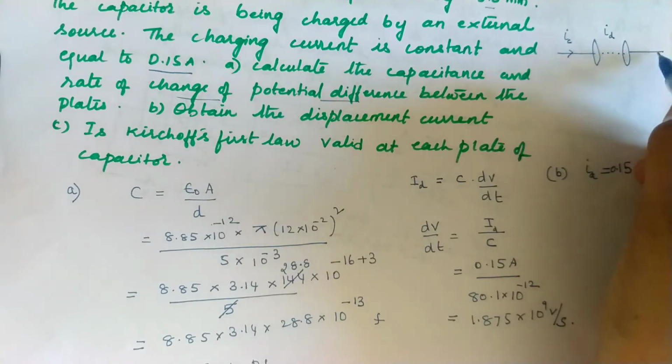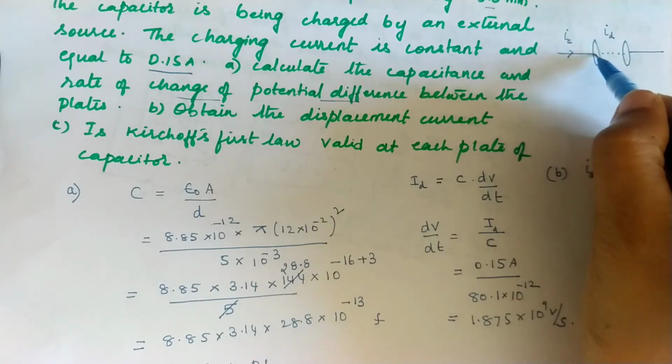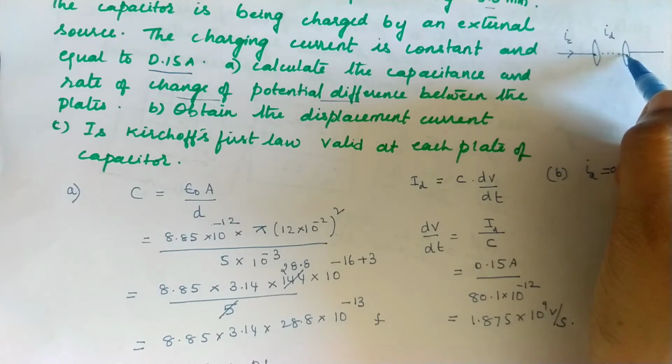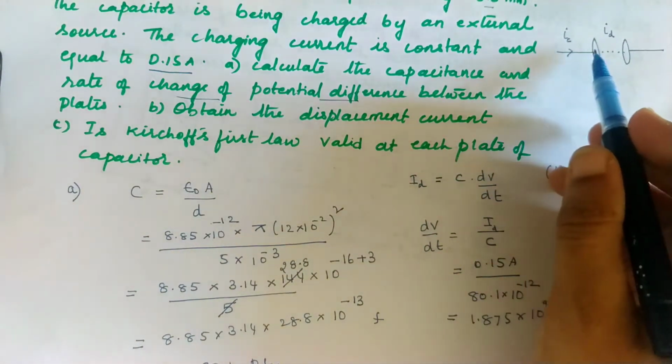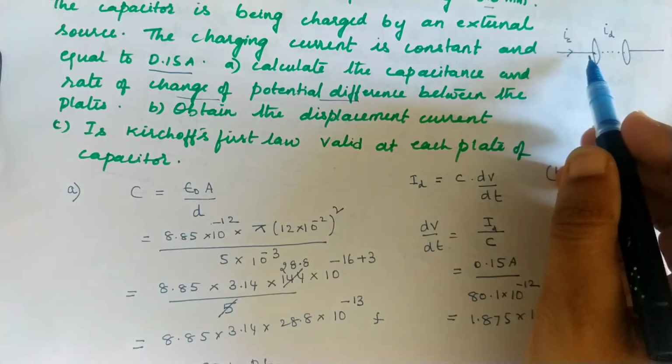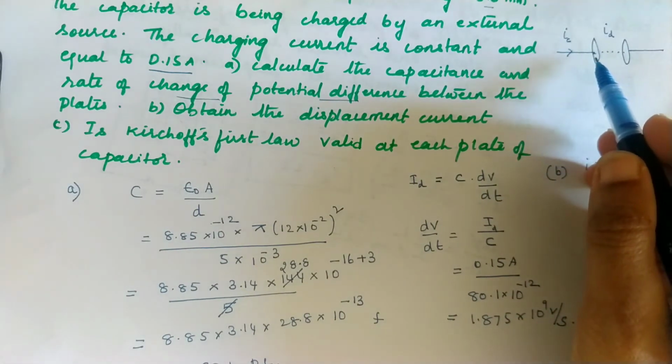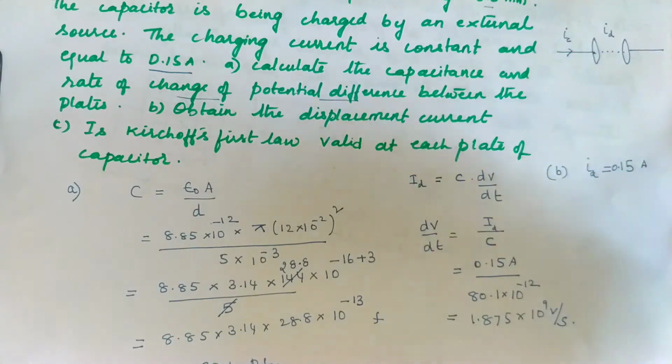So it is continuous. When conduction current is there, there is no displacement current. When there is displacement current, we don't have conduction current. So is Kirchhoff law valid? Yes, it is valid if current, that means junction rule what we apply, includes both displacement current as well as conduction current.